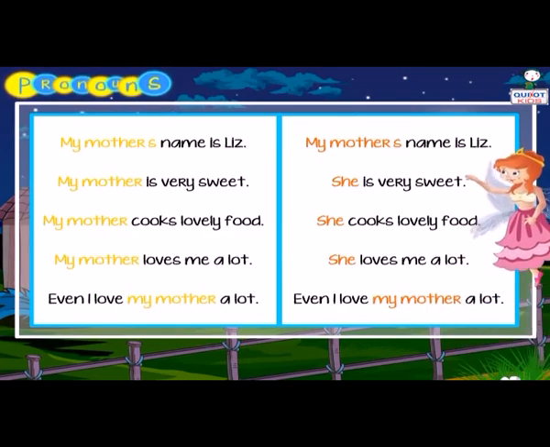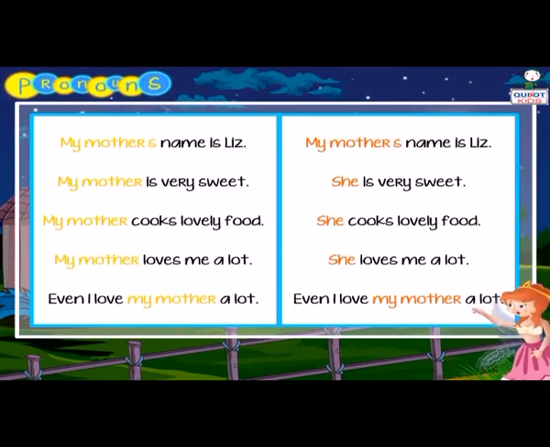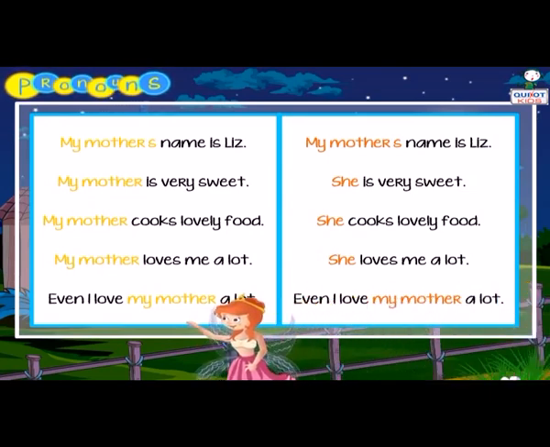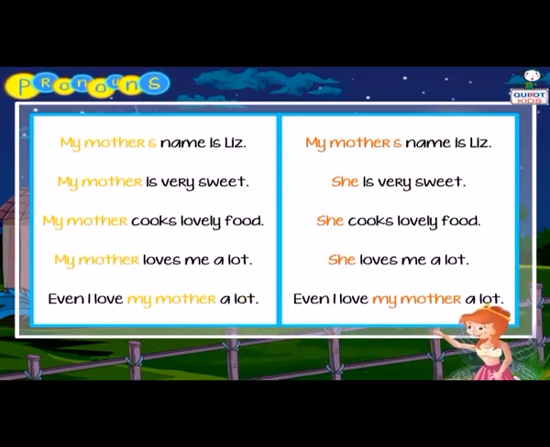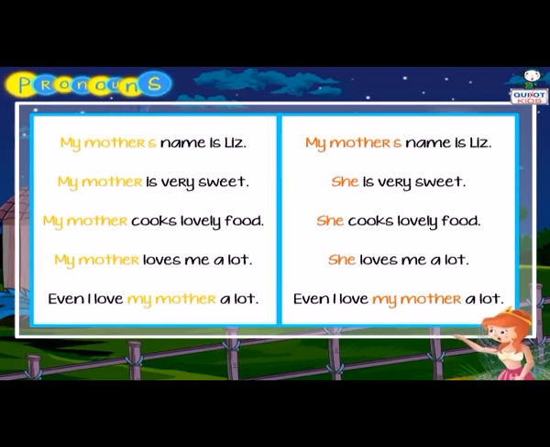Don't you think that the second paragraph sounds much better than the first paragraph? This is because the second paragraph uses pronouns instead of using the words my mother again and again. This is the precise use of pronouns.